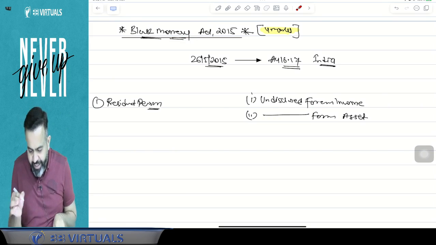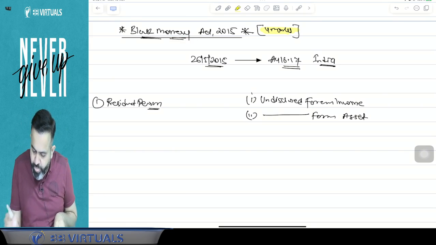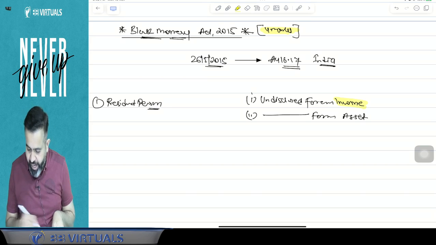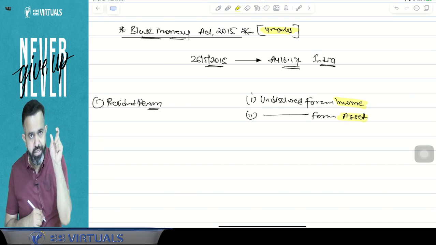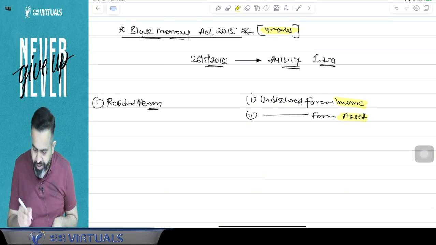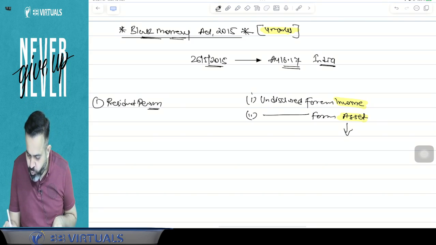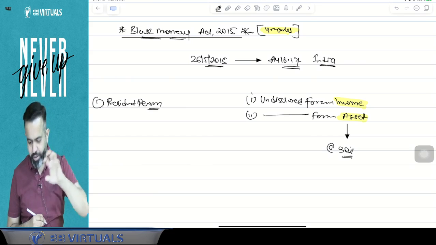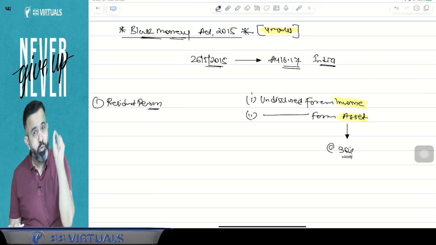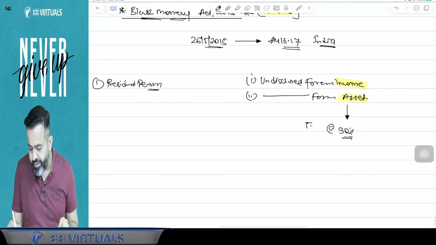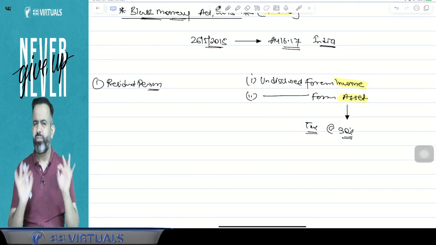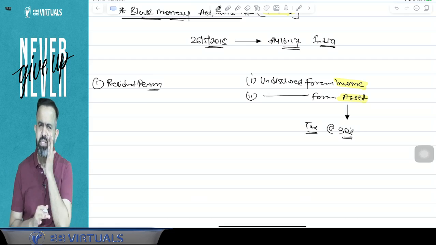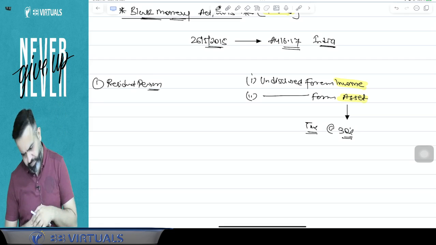And under this act, they have mentioned that whatever the foreign income and foreign asset, whatever the value today, on that value you have to pay tax at the rate of 30%. Means suppose the income tax department catches that income or that asset, then you have to pay tax at the rate of 30%. Means there is a flat tax rate of 30%. There is no surcharge, no health and education cess, flat 30% is the tax rate.